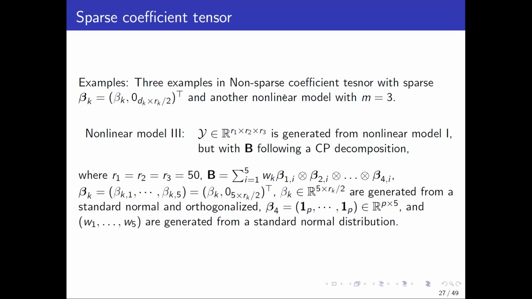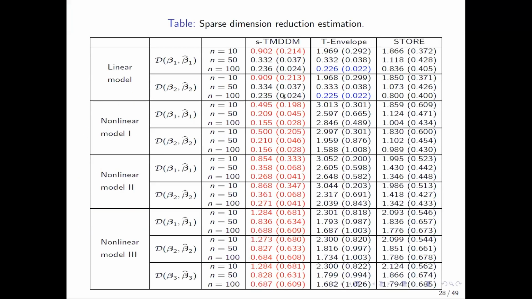We check the performance in this example, and we see a very similar phenomenon. When I consider the linear model, our approach and the T-envelope approach are generating quite comparable results. But still, when I consider a small sample size, our approach is generating slightly better dimension reduction results. And when we consider all the nonlinear models, our approach is producing a significantly smaller d distance than the other two existing methods.